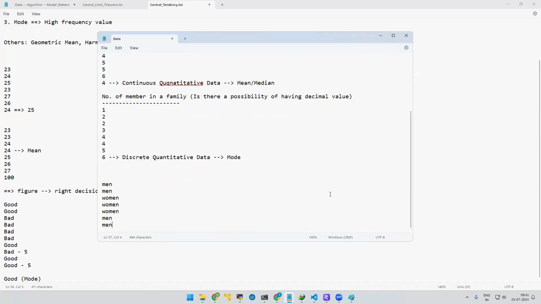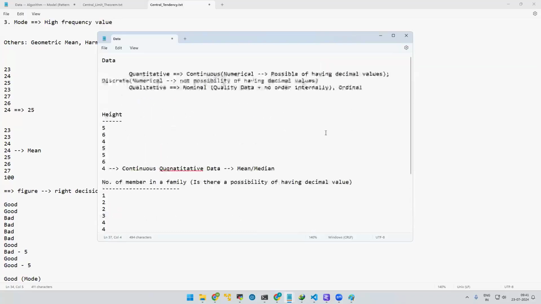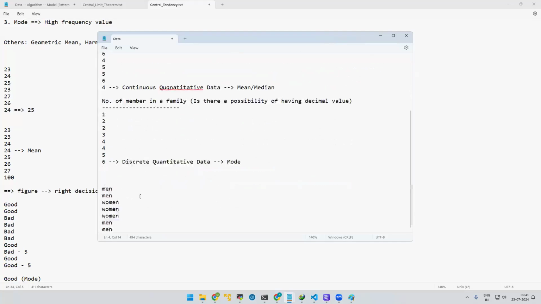Is there any order between women and men? No, there is no order. Men can come first or women can come first. There is no order. So if it is qualitative data and there is no order in it, we call it nominal qualitative data. So this gender is nominal qualitative data.